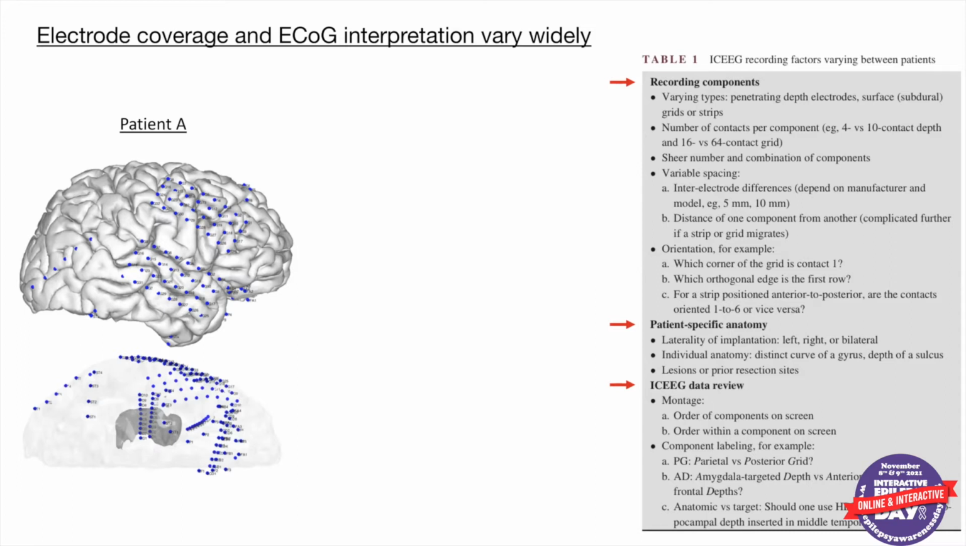But we really have to be able to interpret this data. So you can already see that there's a lot of electrodes here. These blue dots are the electrodes. And that's just one patient. This image right here is the person's brain.